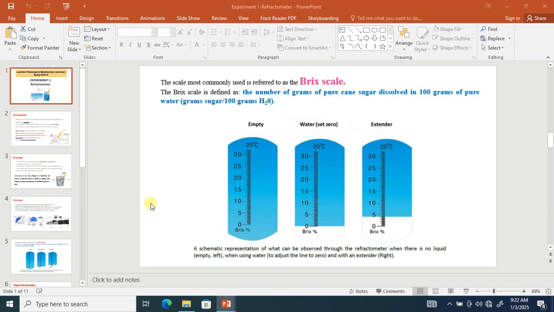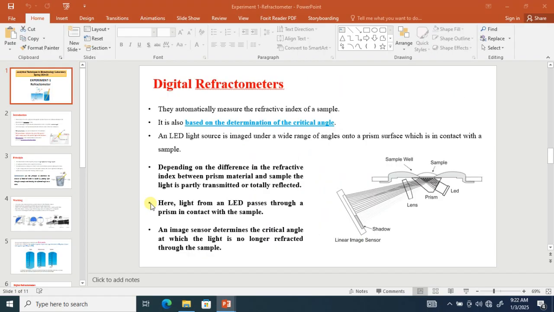The digital refractometer works on the same principle I've explained. That was the initial refractometer, and with time, advancements have happened. In digital refractometers, the same principle applies: we apply the sample on a prism. Remember this: whenever we apply the sample, only when the sample comes in contact with the prism will the refractive index of the solution be measured. Otherwise, we cannot measure it. Okay.